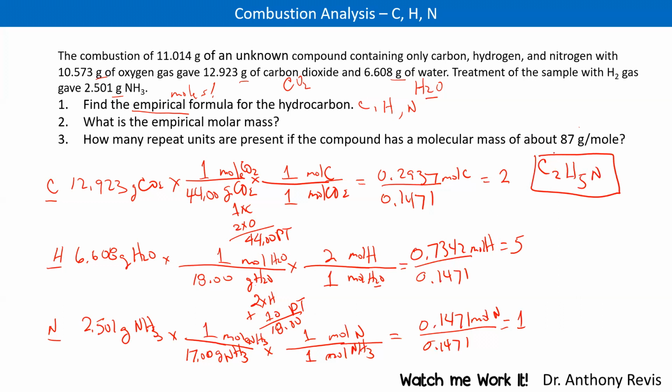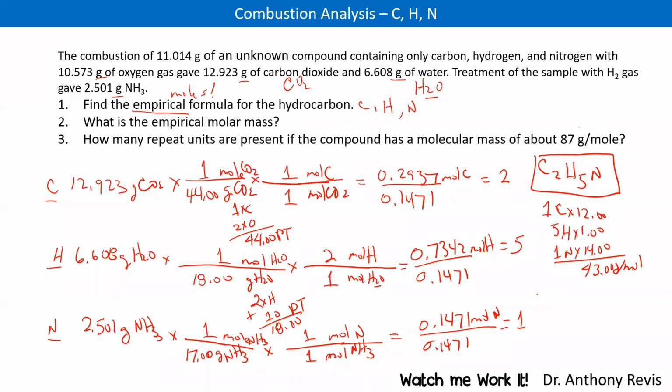So the next thing asks, what's the empirical molar mass? Well, this is 1 carbon times 12, and 5 hydrogens times 1, and 1 nitrogen times 14. And when we add all this math up, we get 43.00 grams per mole.